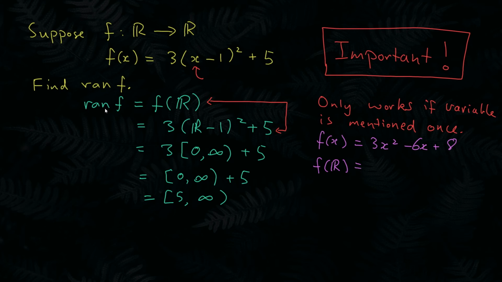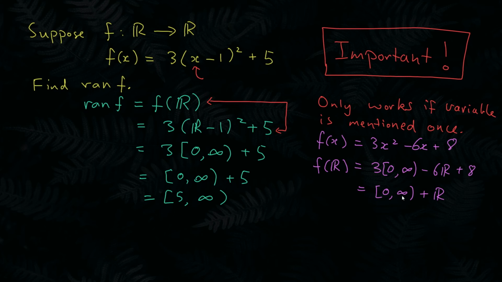Remember, up here we used range of f equals f of r to actually get our answer, and that was with this formula, which only mentions x once. But what happens if we use this formula, which mentions it twice, here and here? Well, we get 3 times r squared, which is this interval, minus 6 times r, plus 8. Now, if we scale this interval by 3, it doesn't change the interval. If we scale the real line by negative 6, we still end up with a real line. And adding 8 doesn't have any effect, so let's just leave off the adding 8, because if you move the real line by 8 to the right, you still end up with the entire real line.